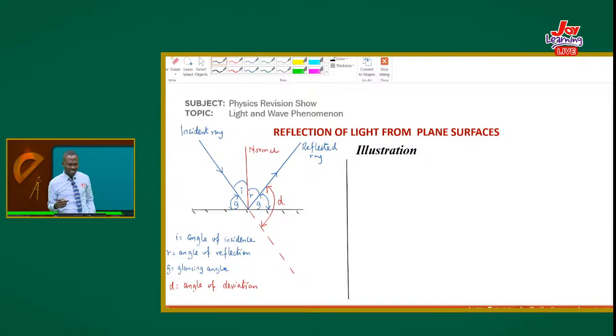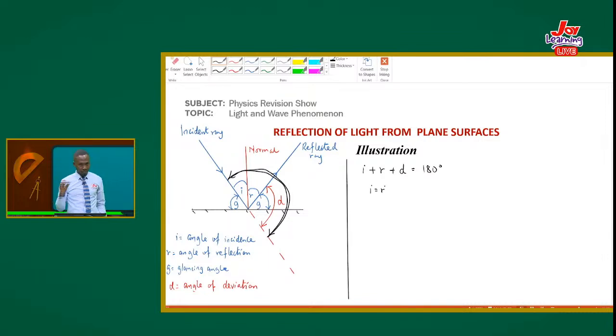How do we get the angle of deviation? If you want to calculate, from a diagram, I plus R plus D should give us 180 degrees. Why? All these angles are angles on a straight line. From here all through to here. They are angles on a straight line. All of them. So I plus R plus D. From the laws of reflection, one of them says that the angle of incidence is equal to the angle of reflection. So I could say I is equal to R.